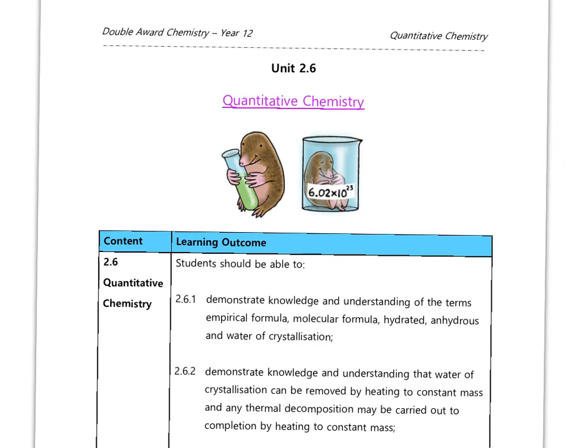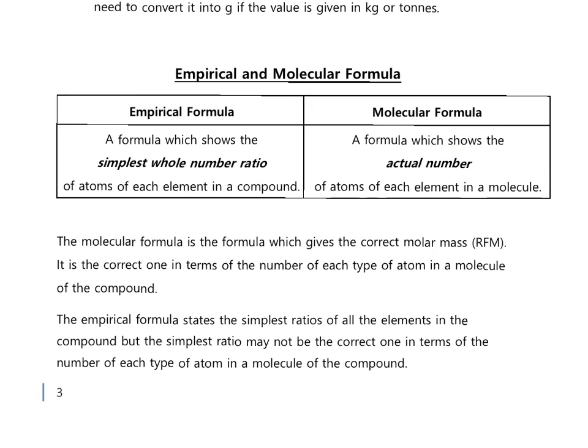So we're going to spend a bit of time continuing on with our Unit 2.6, Quantitative Chemistry. And you should get out your periodic table and also a calculator so that you can make sure you are working through these examples with me as we go through the booklet. So we're going to spend a little bit of time continuing on with our quantitative chemistry topic.